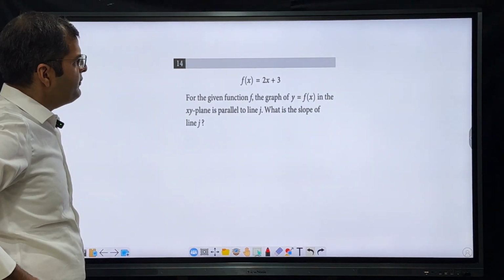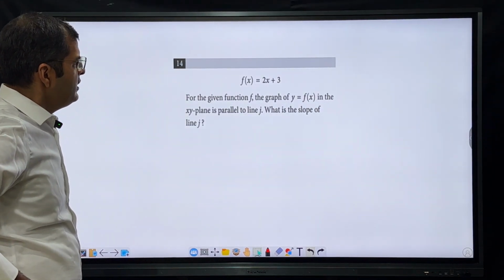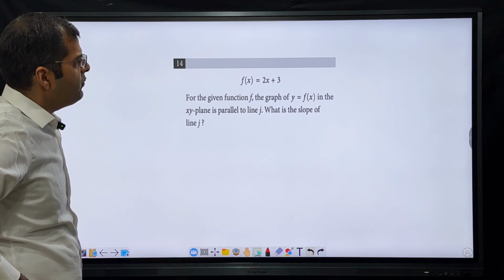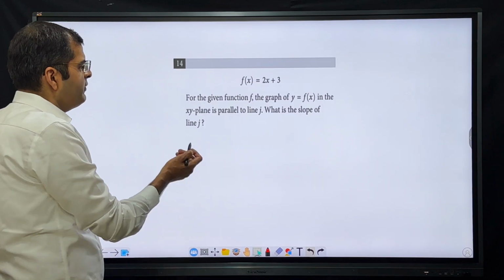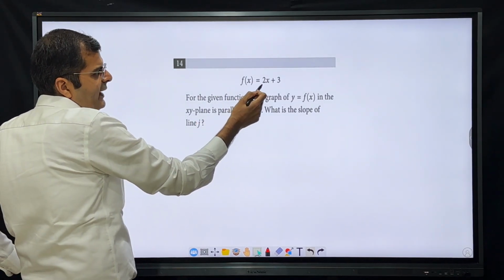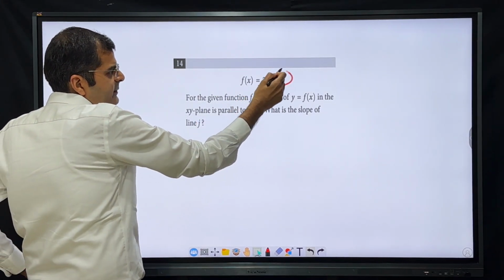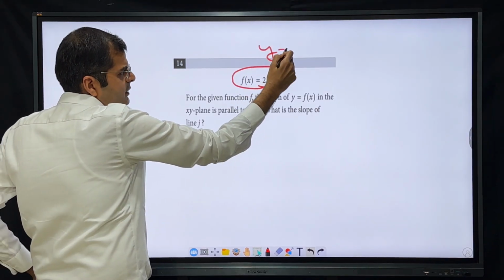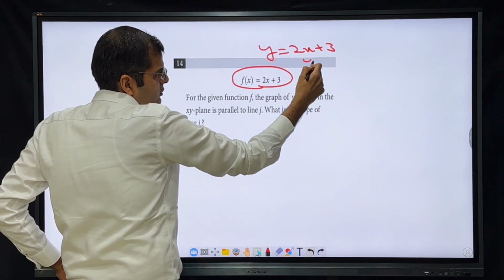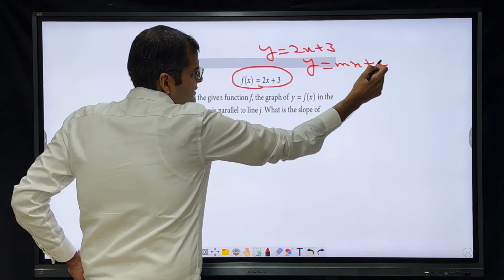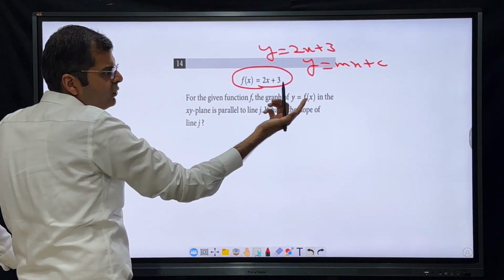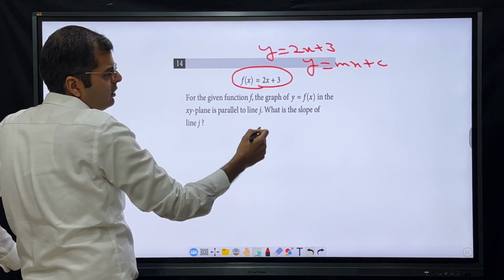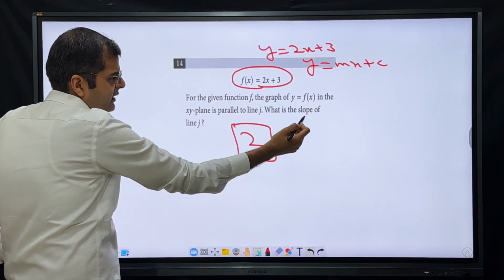Now this question says f of x is equal to 2x plus 3. For the given function f, the graph y equal to f of x in the xy plane is parallel to line j. What is the slope of line j? So if the graph is parallel to it, the slope will be the same as the slope of this line, y is equal to 2x plus 3. So slope is given as y is equal to mx plus c, where m is the slope of the line. So the slope of this line is 2. So the slope of the line parallel to it will also be 2. So 2 over here is the right answer.